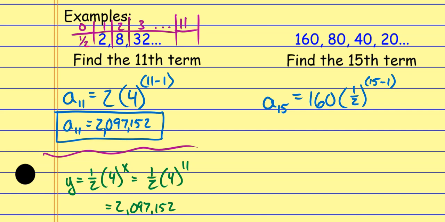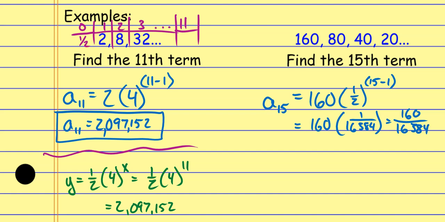I'm going to do 1/2 to the 14th power, which you can just do each of those separately. When you do 1/2 to the 14th power, it's just 1 to the 14th power over 2 to the 14th power, and then times the 160. Actually, let me write this one out. So I've got 160. When I do this to the 14th power, that's 1 over 16,384. And when I multiply that, that's 160 over 16,384.